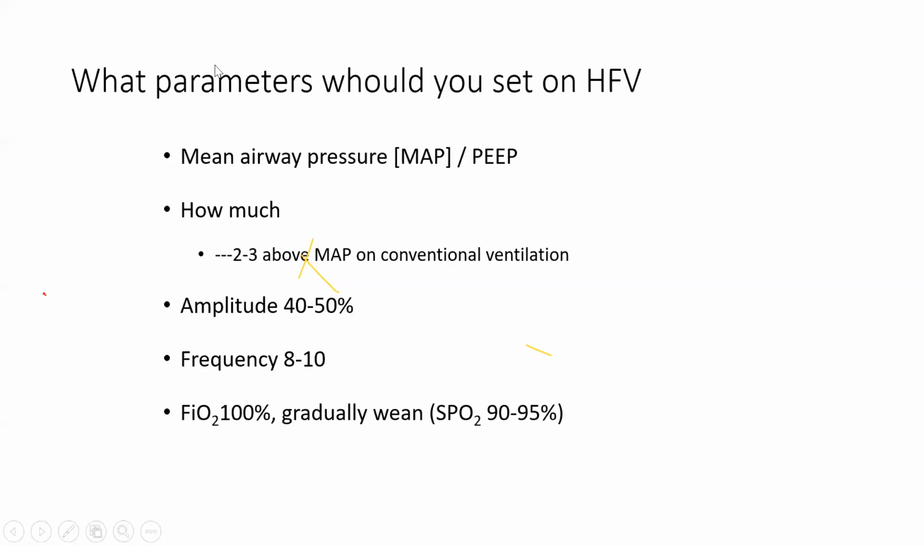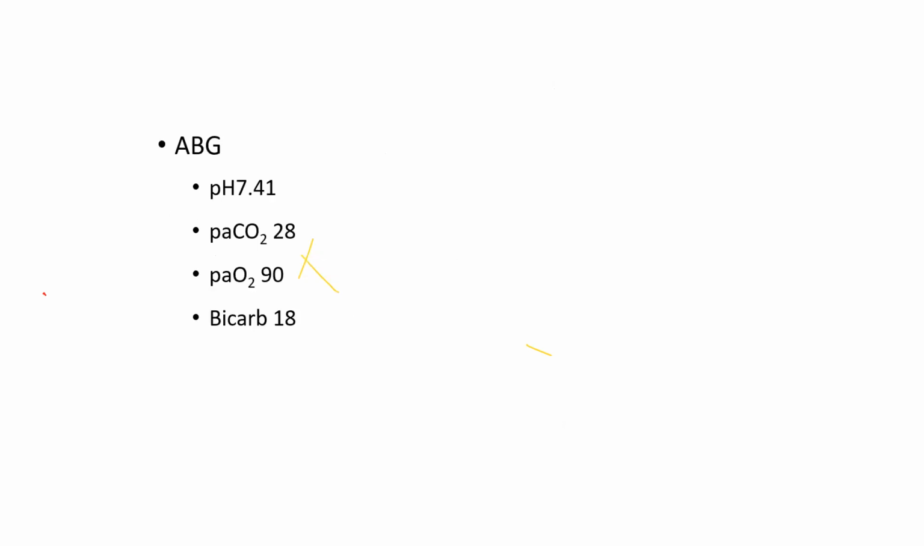HFO. When we talk of HFO, mostly when our mean airway pressure on conventional ventilation is more than 15, we switch to high frequency ventilation in such a heterogeneous disease with air pockets. The MAP on high frequency should be 2 to 3 centimeters above the conventional ventilation. The amplitude should be 2 times the MAP, the frequency would be 8 to 10 in term babies, and FiO2 as per the SpO2 targets.